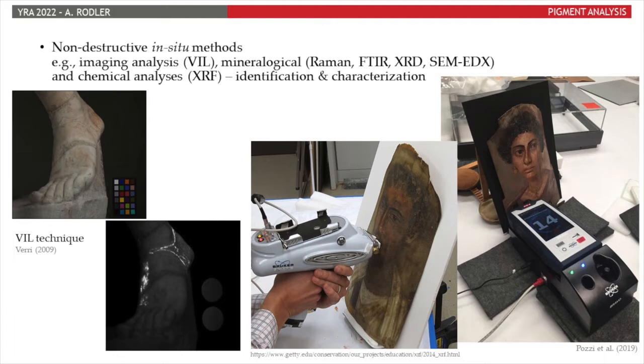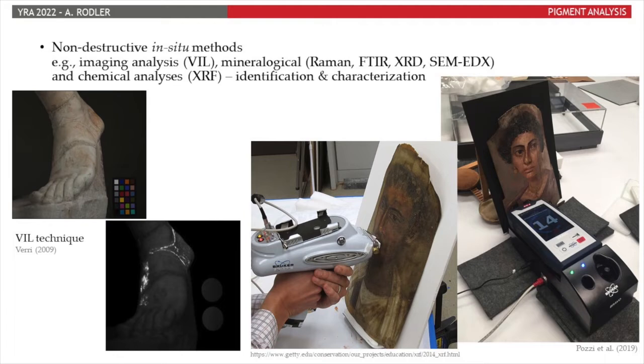So what you see here are instruments that can analyze the composition of the paint without destroying it. And the two examples that you see are mummy portraits, so it's very clear that they were painted, there was a lot of paint there. But these techniques can also be used where there's just very little material left.